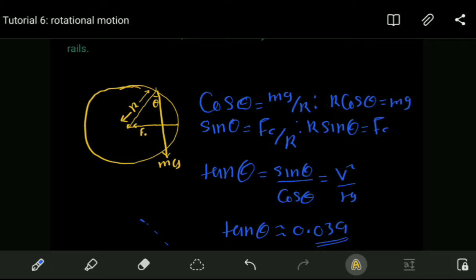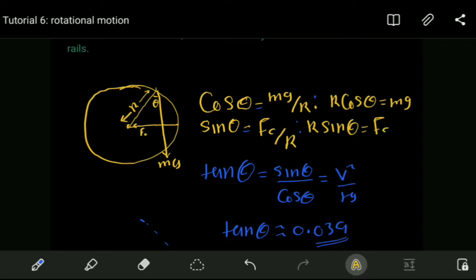Okay, so this is my sketch, and these are the forces acting. We have the weight there, and we also have the centripetal force, and of course the radius of this circular path. All right, so we have cos theta giving us mg over r, which can also be written as r cos theta equals mg. Sin theta giving us centripetal force over r, or r sin theta equals centripetal force.